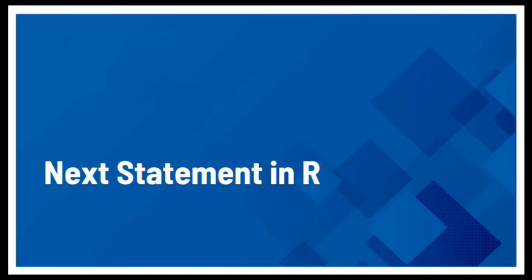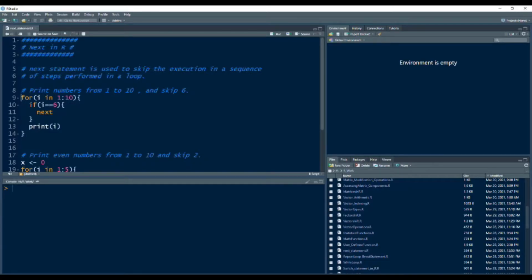Hello and welcome to this lab session. In this lesson, we will learn how to use the next statement in R. The next statement is used to skip the execution in a sequence of steps performed in a loop. Here we have a for loop with range from 1 to 10. We are interested in printing the numbers from 1 to 10 except for number 6 in the sequence. So for that we have the if condition with the next in here.